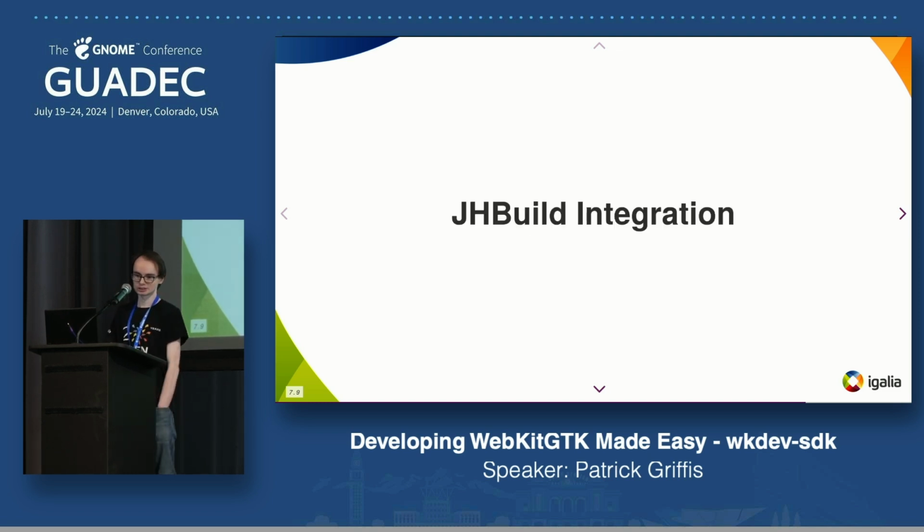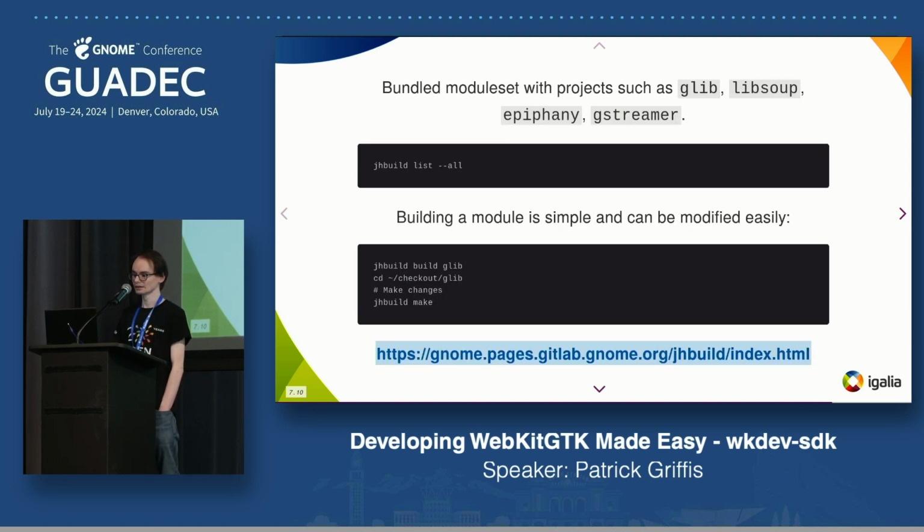And we continue to use JHBuild. It's maybe not the prettiest tool in the world, but it's quite effective for our development workflow. We include a module set that has all of the popular GNOME projects like glib, libsoup, Epiphany, and GStreamer, things that you'll regularly build. Here's an example of building glib. We always put it in the checkout directory, so you can just make changes there and then reinstall it to easily test different glib versions or patch glib.